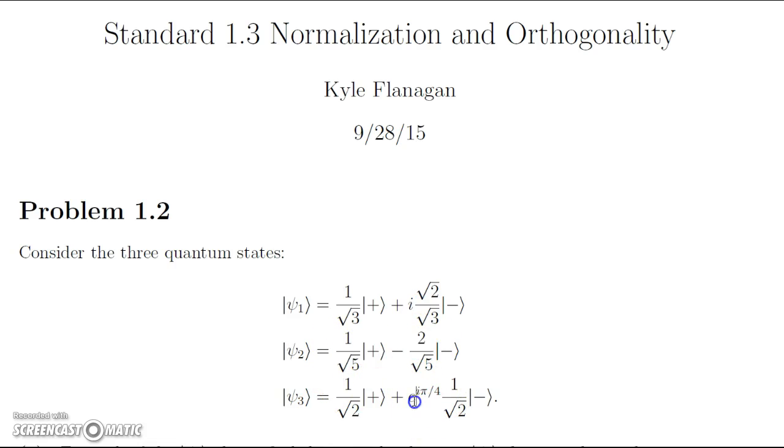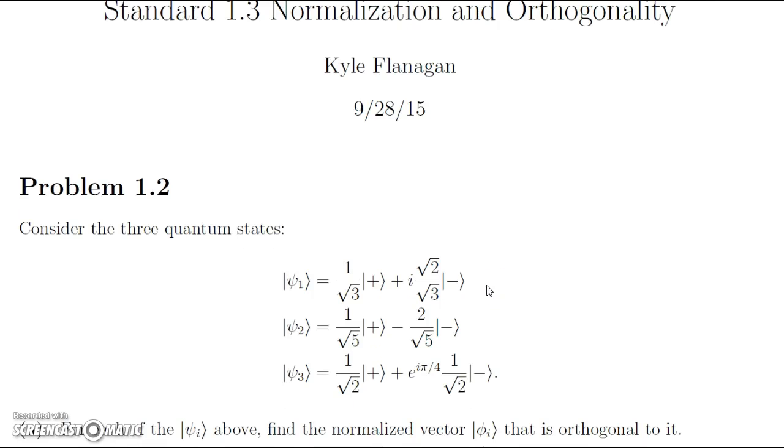For the last one, we have to do a quick note that this quantity here is a primitive eighth root of unity, therefore has modulus 1. So once again, we have 1/2 plus 1/2, which is 1. So each of these are normalized, and now we can go on safely to the next part, which is part A of the question.